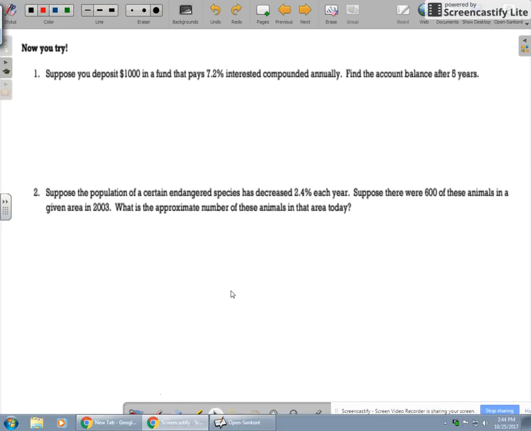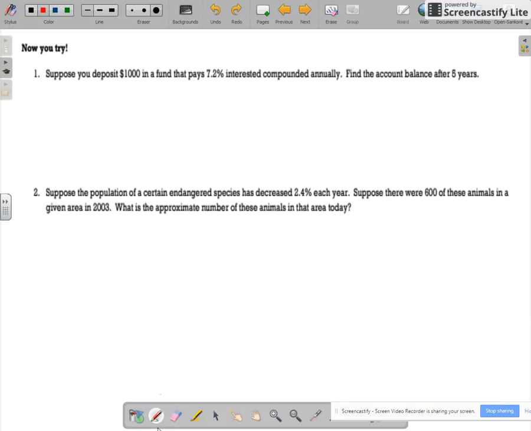So here we are on part 2 of our note guide. This is to be used to check your answer, or if you're still stuck, you can follow along for a couple examples. But I do want you to try a couple of these on your own or with those sitting around you. So suppose you deposit $1,000 in a fund that pays 7.2% interest compounded annually.